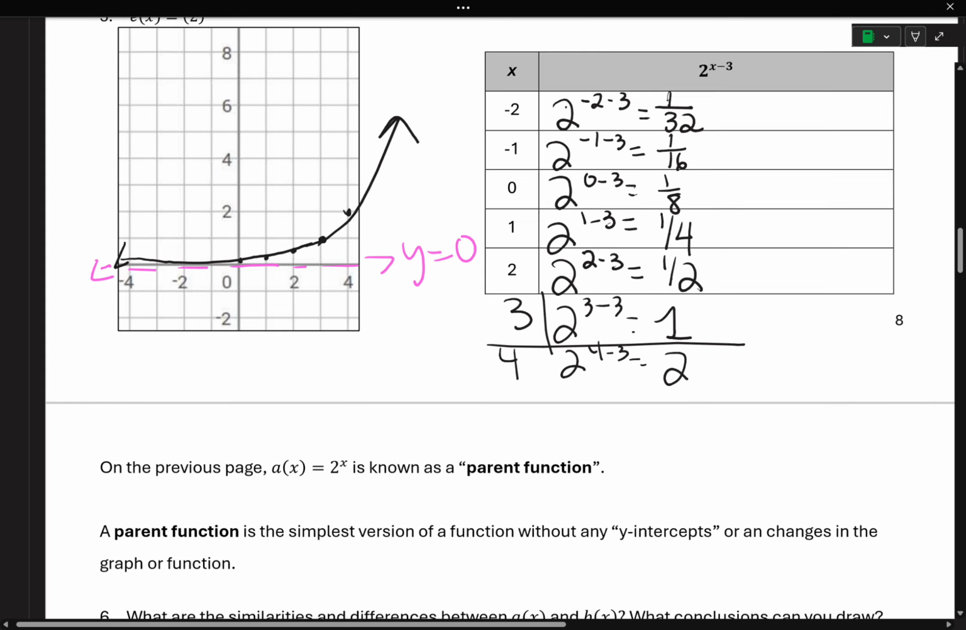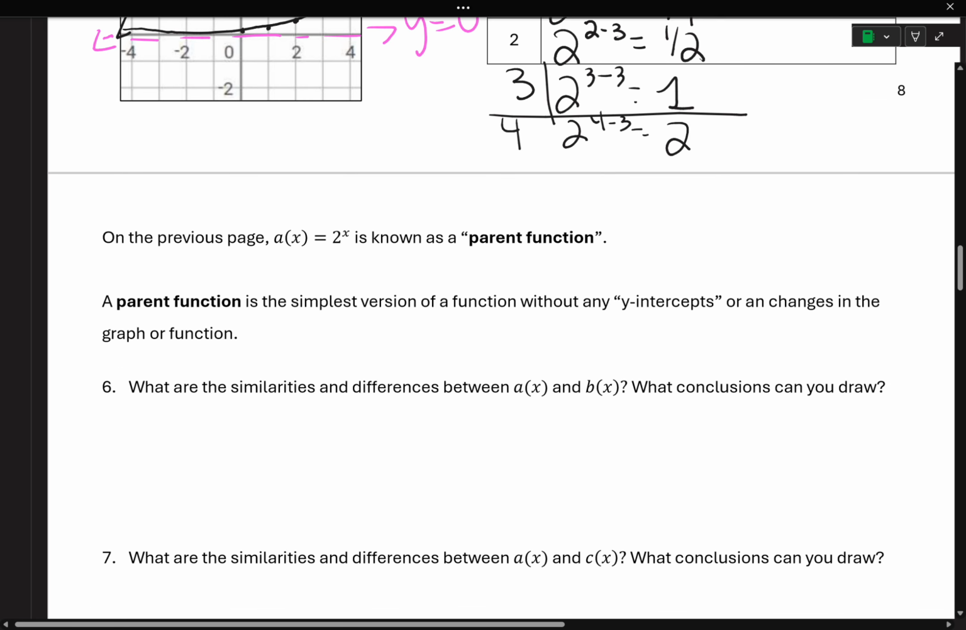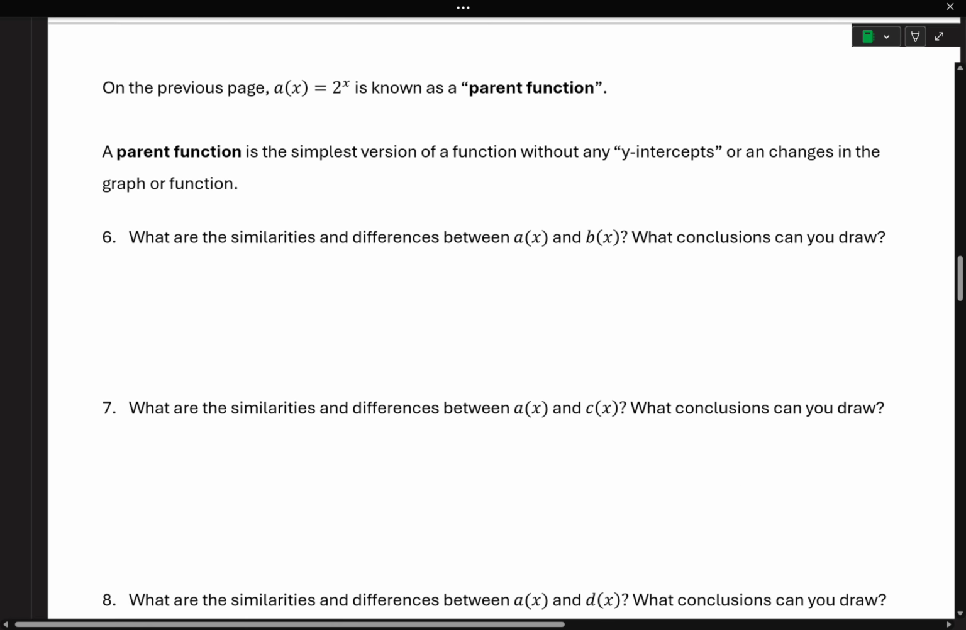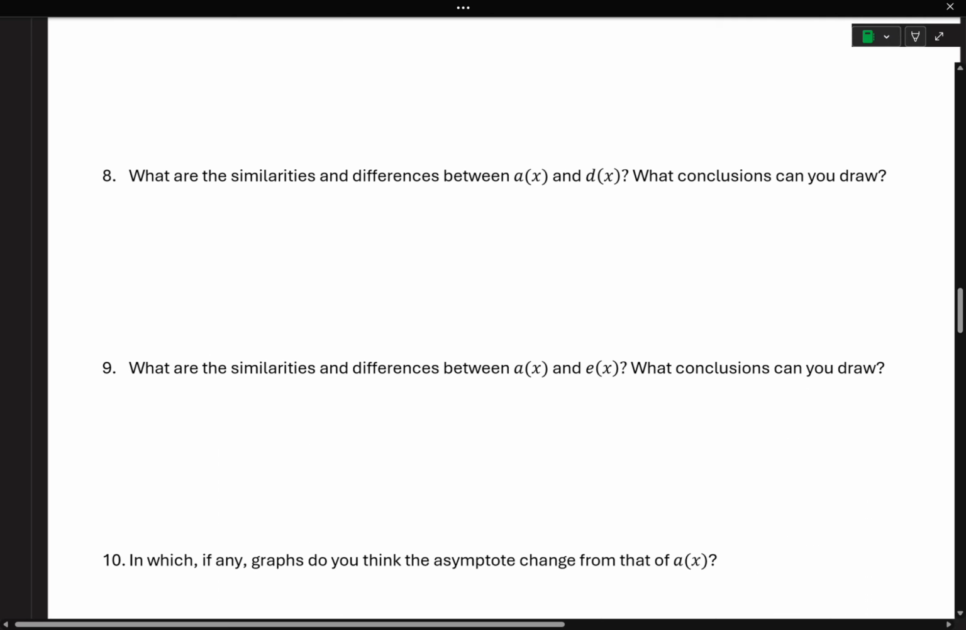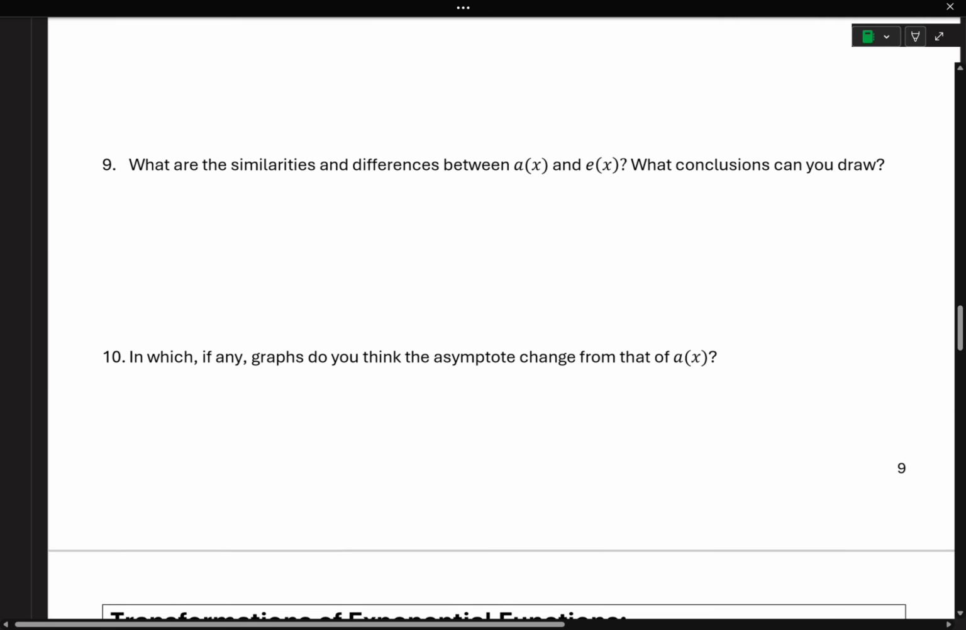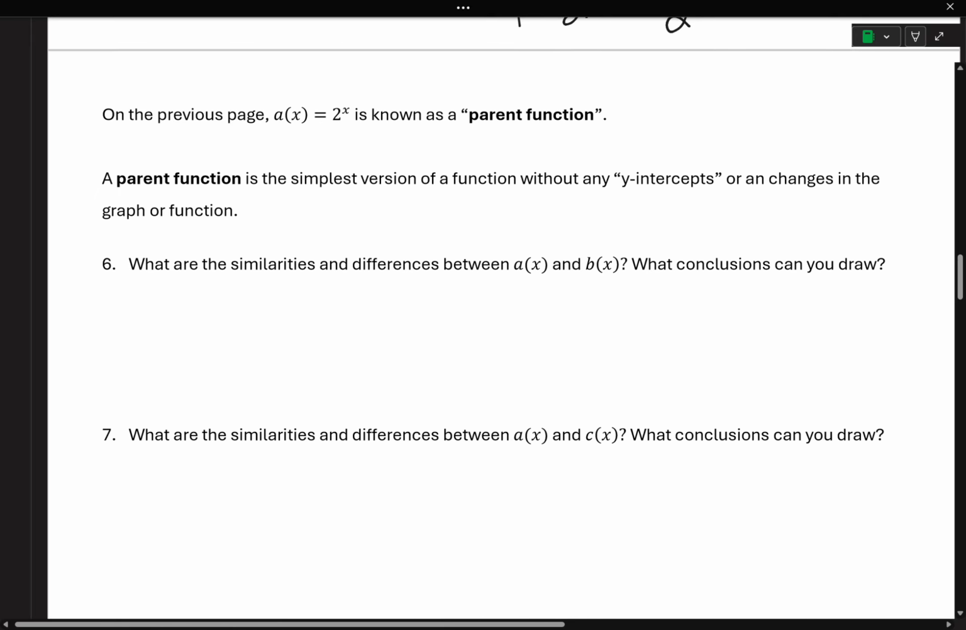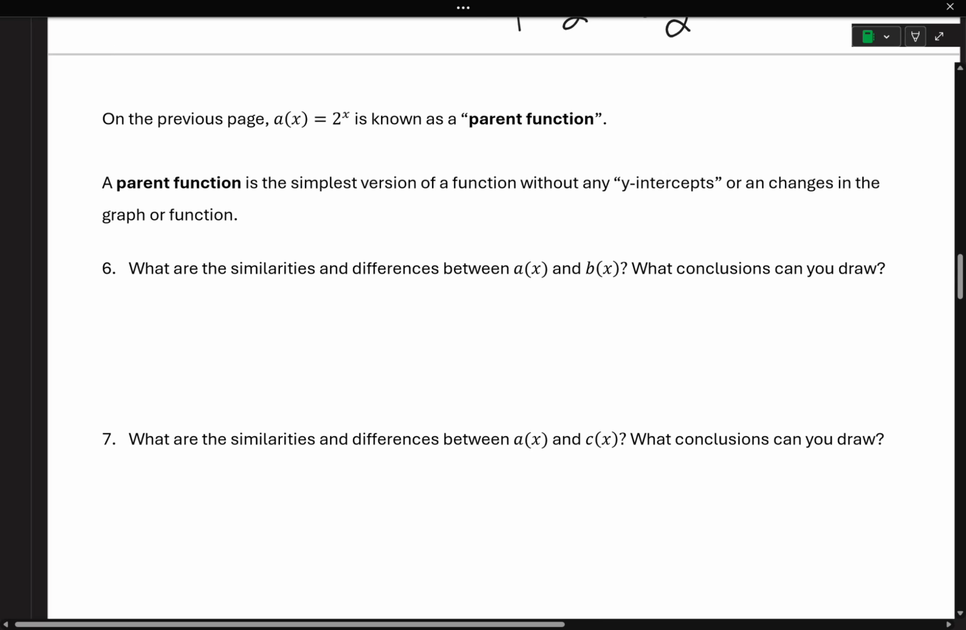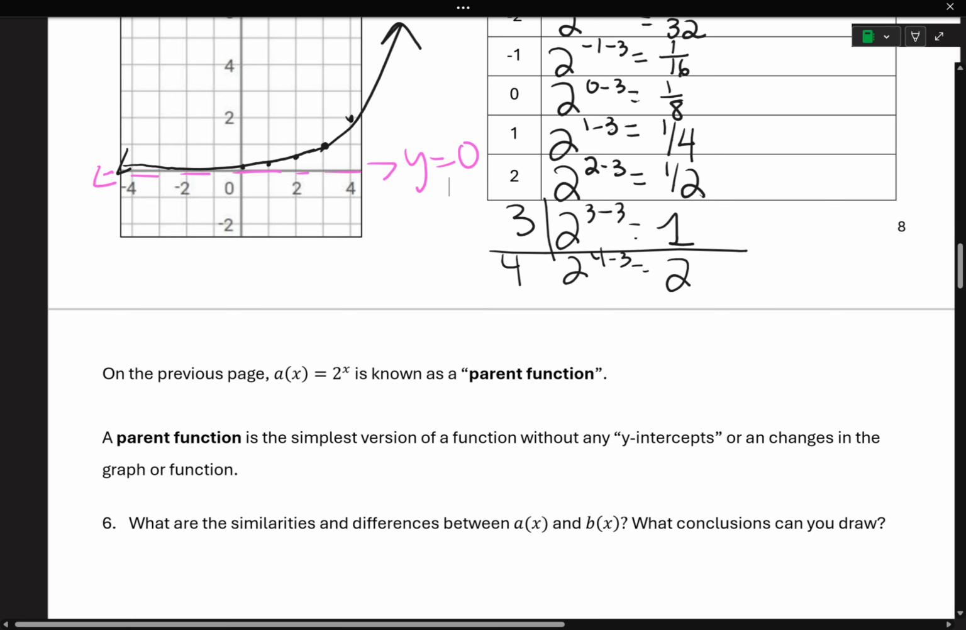So, on the previous page, a of x equals 2 to the x is a parent function. I totally forgot I had this page. So we're going to fill out what we were just talking about. But in class, we would have been going back and forth. Totally forgot about this. Good thing I do this before we teach the lesson. Yes. All right. Parent function is the simplest. Similarities between A and B.